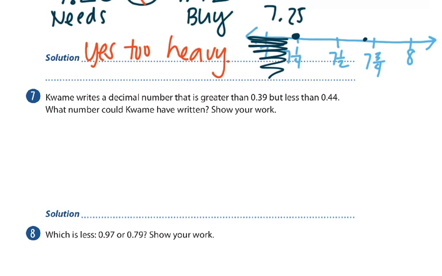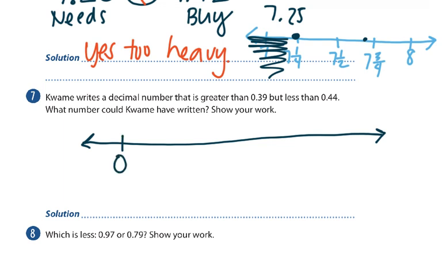Quayne writes a decimal number that is greater than 0.39, but less than 0.44. What number could Quayne have written? Show your work. I'm going to draw a number line. You guys draw a number line. So the numbers have to be between 0 and 1. And the halfway point would be what? What's half of 1? Christina, do you know? 0.50. I'm going to do 3/4, which would be 0.75, and 0.25.